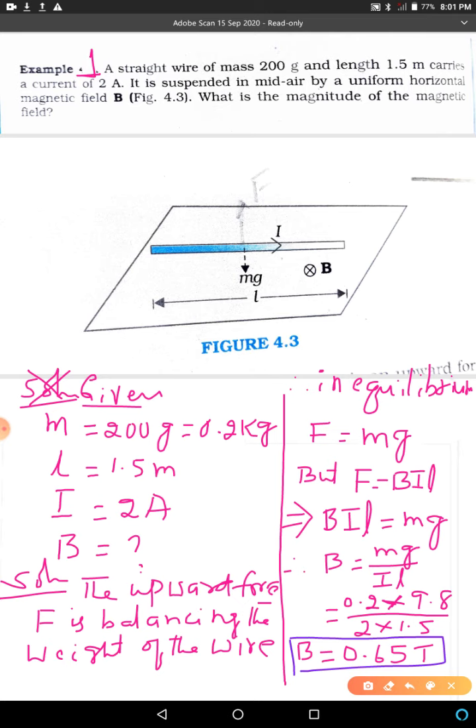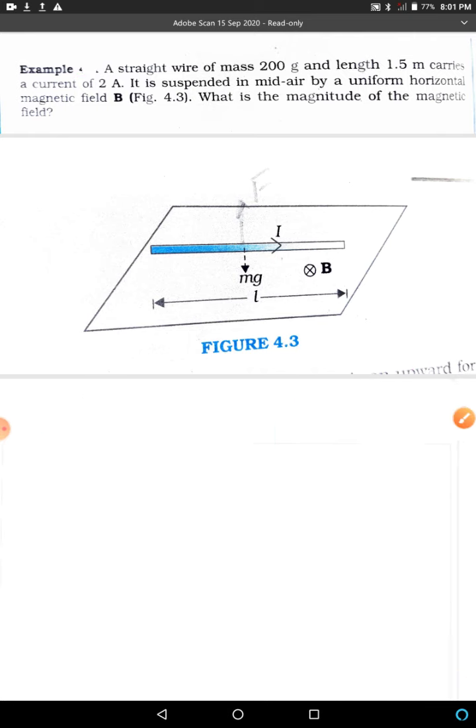So take a screenshot of this photo and write it down in the notes. So this is problem number 1. Next we shall go for problem number 2.